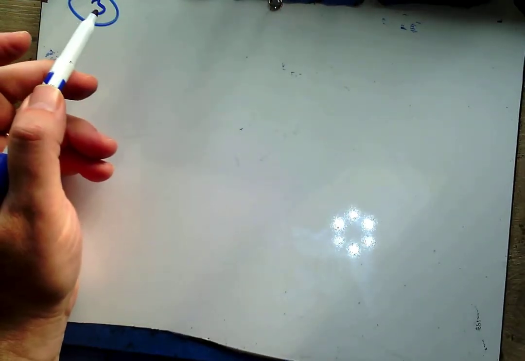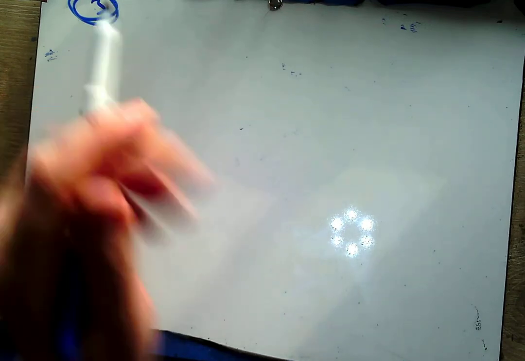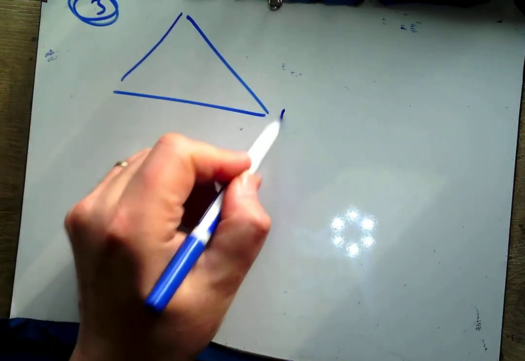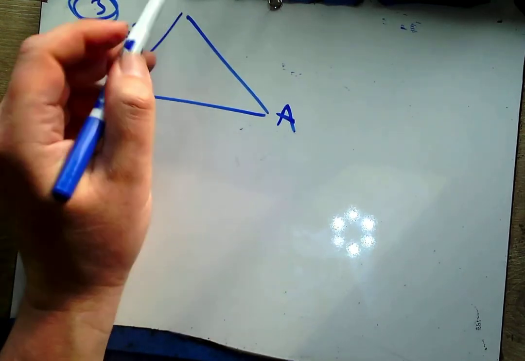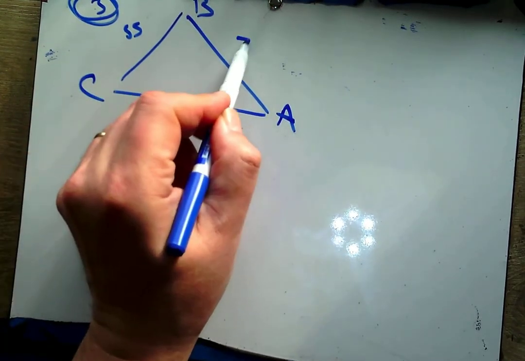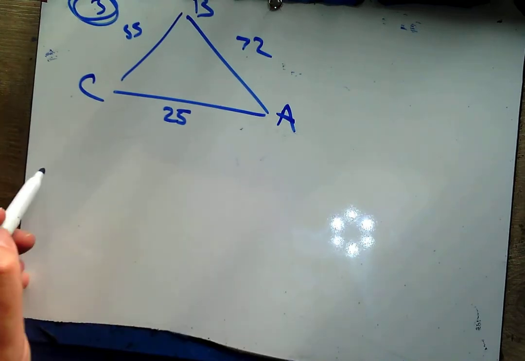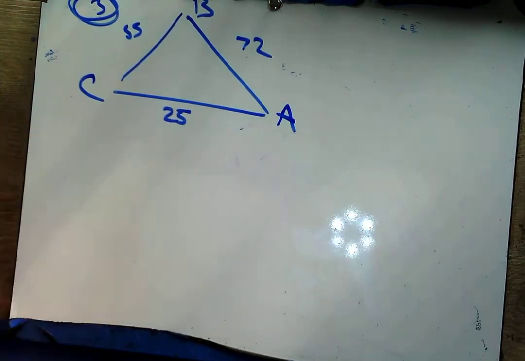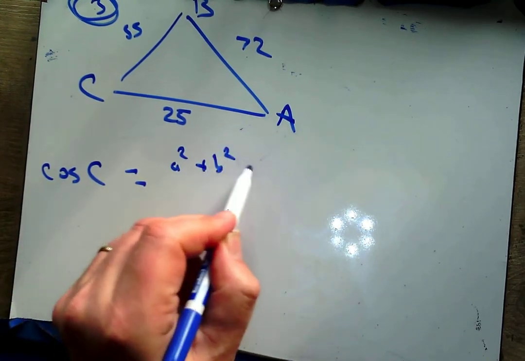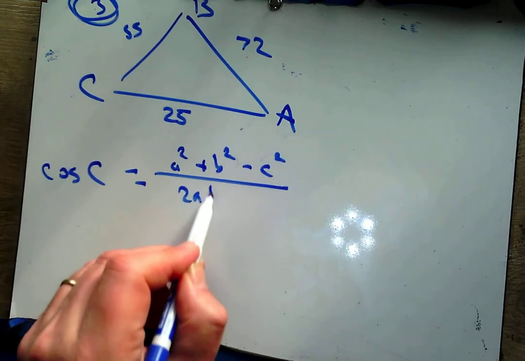Well, our next problem is side, side, side. So again, I know I've got only one solution to find, or maybe it's no solution, but no ambiguous case, no two possible solutions. That only comes with law of sines. So here's big A and 55, here's big B and 25, and big C with 72. So cosine C will equal A squared plus B squared minus C squared over 2AB.